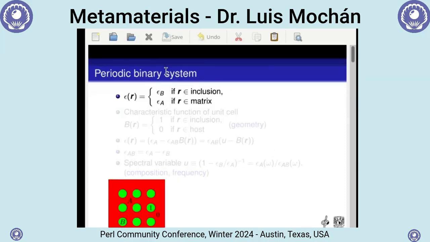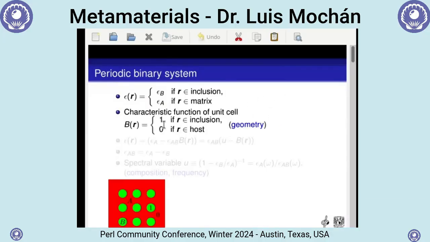So let me show you how to apply this in a binary system. That is a system that only has two materials. So the permittivity, what I call the microscopic permittivity, has two values, either epsilon b, for instance, when we are in these green regions, or epsilon a, when we are in these red regions labeled A and B.